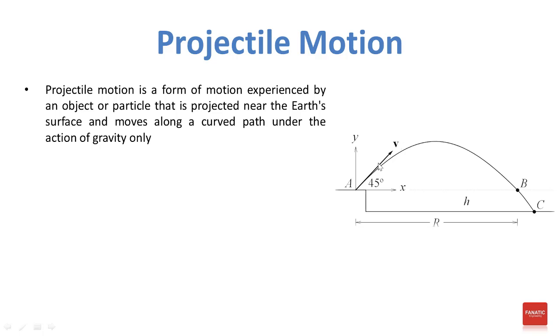As you can see, this object is projected at an angle of 45 degrees and we have a range, and range is from point A to point B. It is in the x component, and the distance from point A to point B, or from initial point to the final point, that is range.